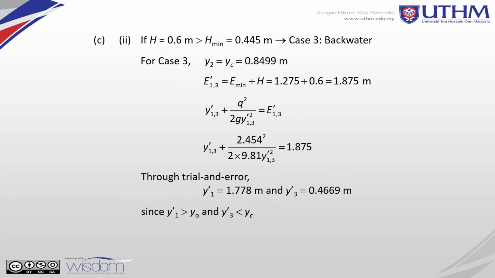Okay, and the C, if H is 0.6 meter is more than H minimum, so this is case 3 backwater. Okay, for case 3, so you use these equations and look at case 3. Use this equation and through trial and error, so you get the Y1 and the Y3 here is this one.